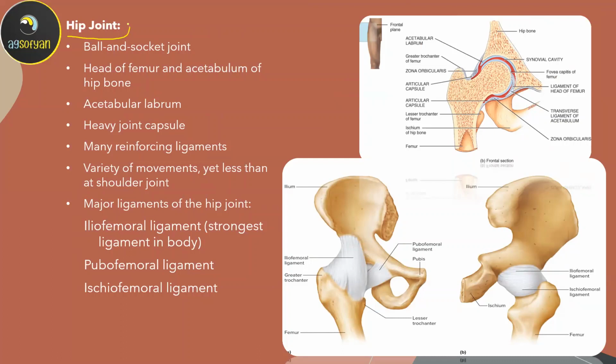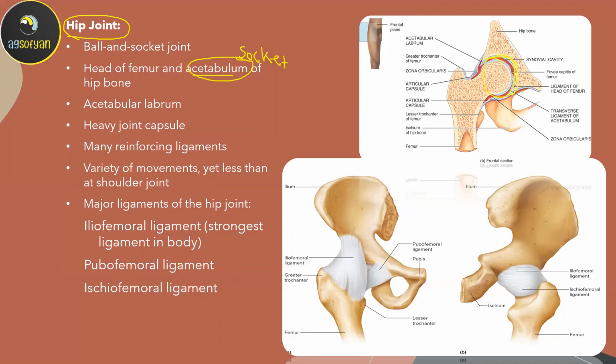The next one is the hip joint, and the hip joint is the same as the shoulder joint. It has a ball structure, which is the head of the femur, and the socket structure, which is part of the hip bone, called the acetabulum. So the acetabulum is actually the socket of this joint. And there are also three types of ligaments that strengthen the hip joint.